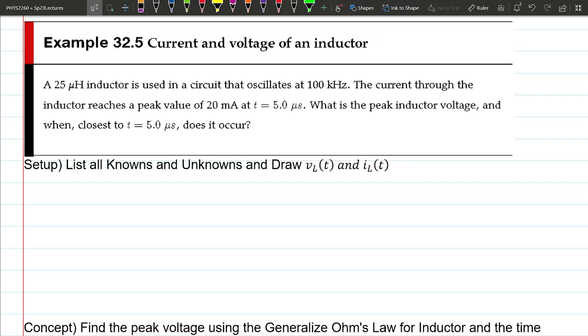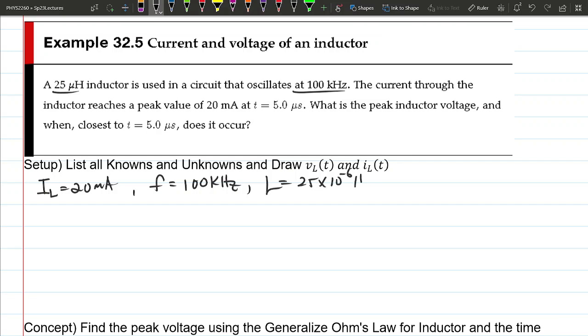The current going through the inductor reaches its peak value of 20 milliamp. Okay, so let's write this down. When they say peak value, that means it's giving you this capital I_L. Those are the peak values, the amplitude of the oscillations. So this is 20 milliamp. And in fact, they also gave us the frequency. The frequency is 100 kilohertz. And then the inductor value is 25 microhenry, and micro is 10 to the minus 6.